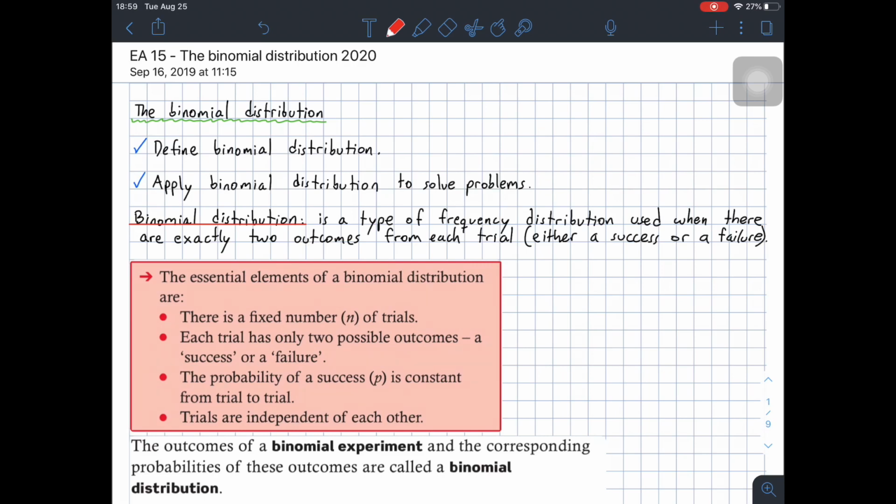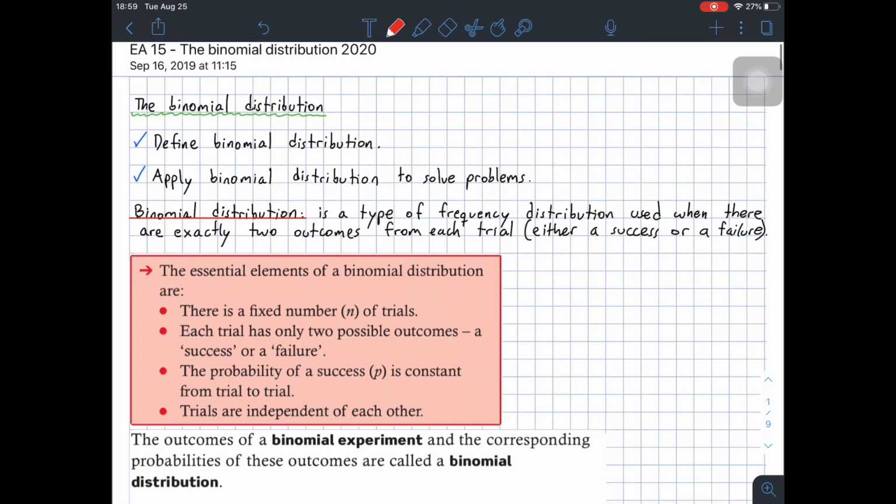Today we're going to start learning about a new tool that will help us calculate probabilities that are widely used in real life situations. Okay, so two objectives for today's class. The first, define a binomial distribution, and number two, apply binomial distribution to solve problems. So first of all, what is a binomial distribution?